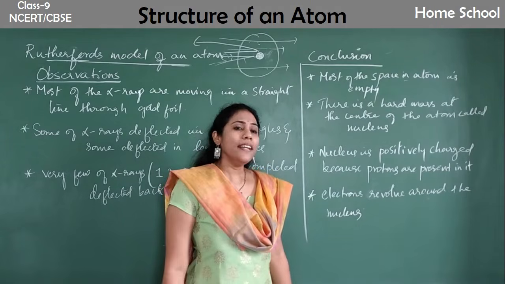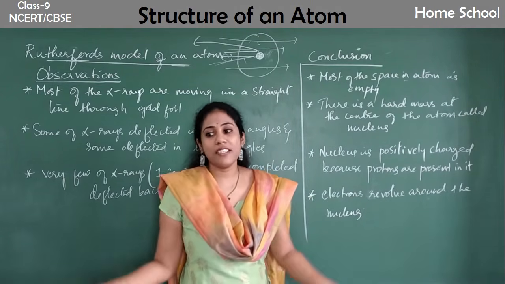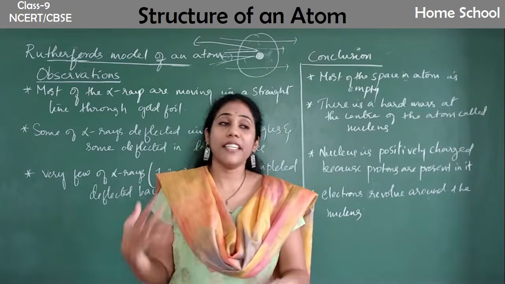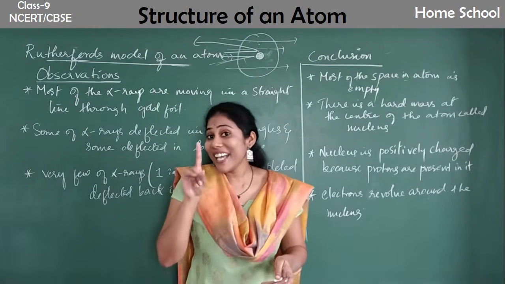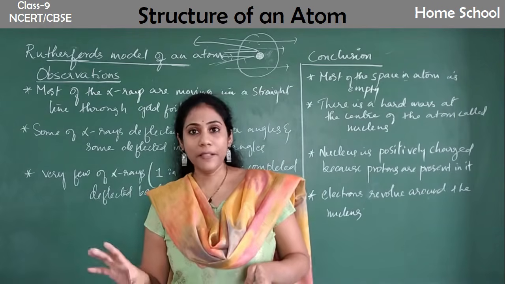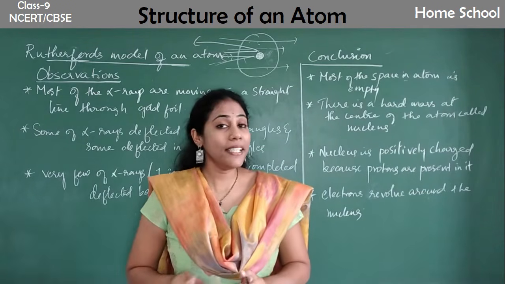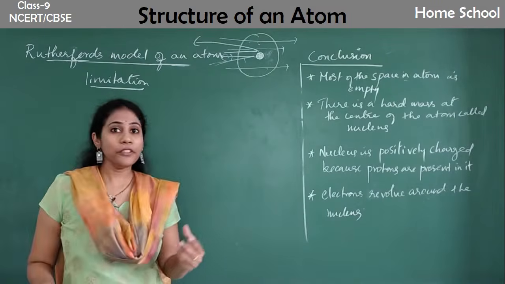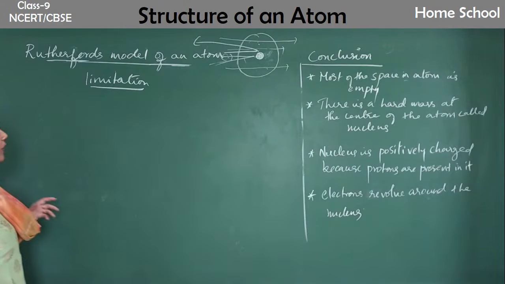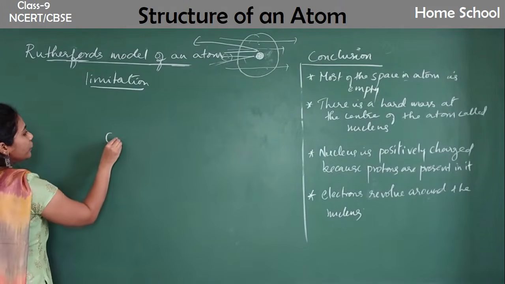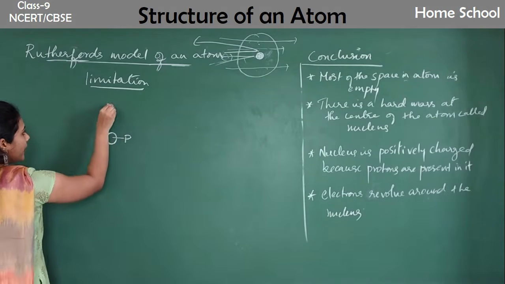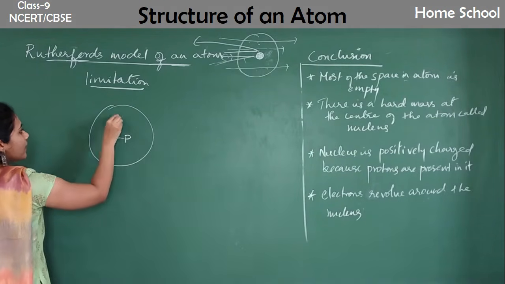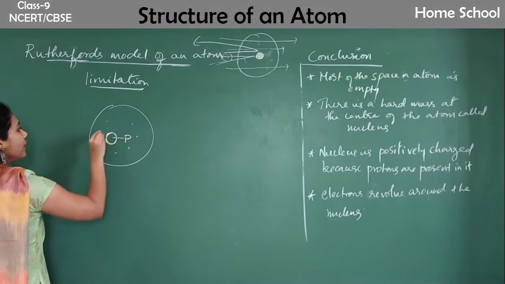Everything is fine. He gave justice to the positively charged particles. He gave justice to the negatively charged particles. But there is a limitation for his theory. So what may be the limitation? Let us see now. Coming to the limitation, he told the nucleus is there at the center. The nucleus contains protons. And electrons are revolving outside the nucleus.